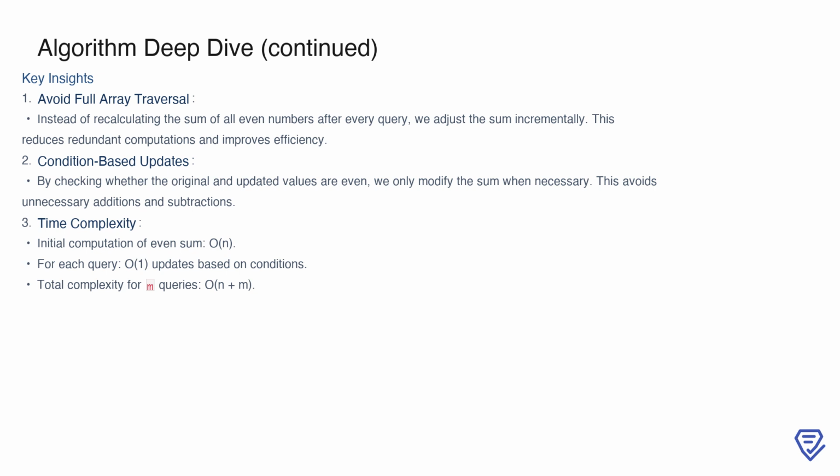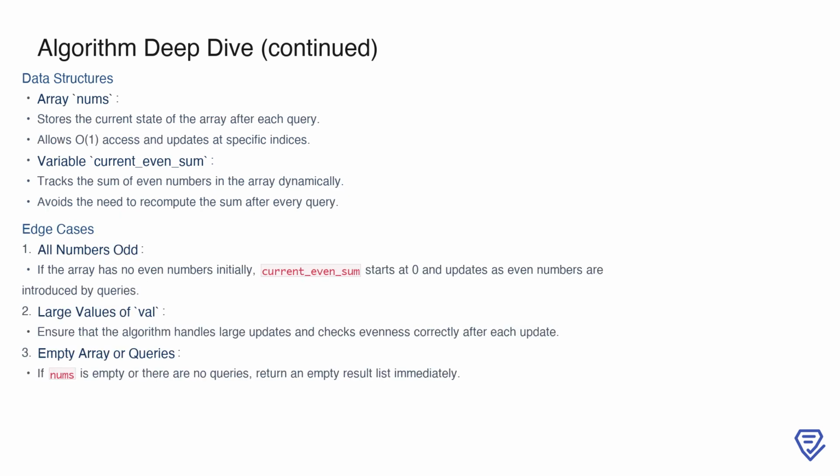the brute force approach. To implement this algorithm efficiently, we rely on simple yet effective data structures. The array nums stores the current state of the array, allowing O(1) access and updates at specific indices. In addition, we maintain a variable current_even_sum, which dynamically tracks the sum of even numbers in the array. This avoids the need to recompute the even sum after every query.